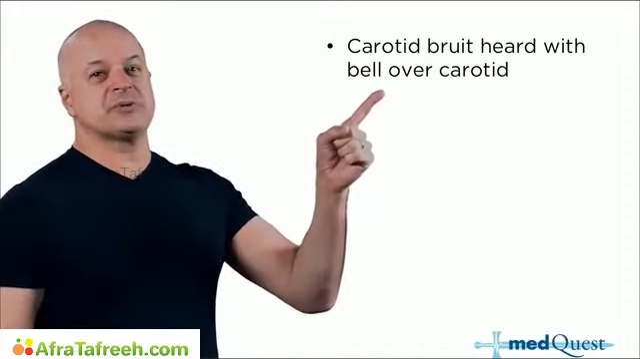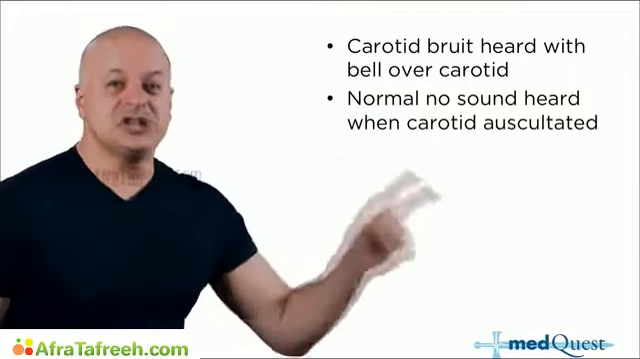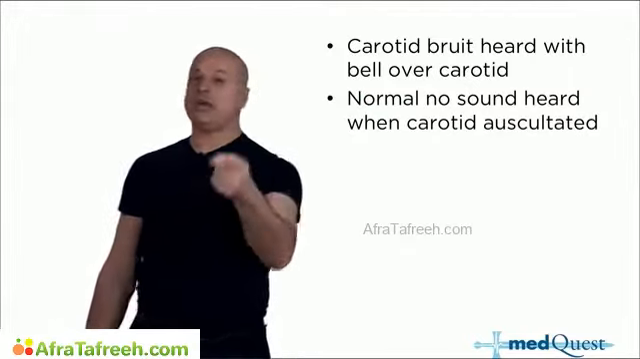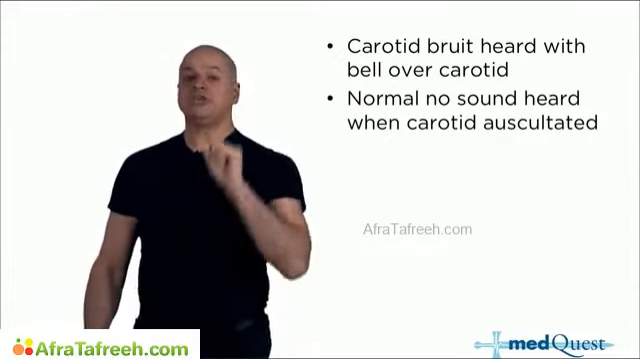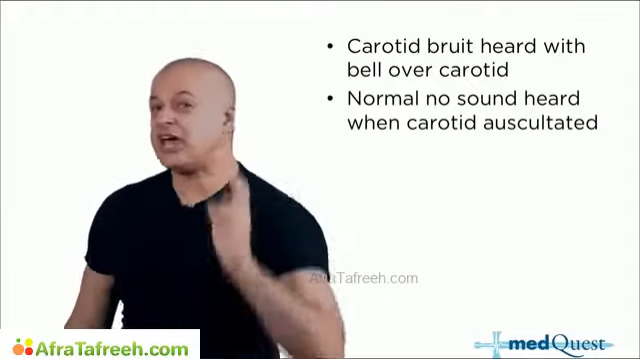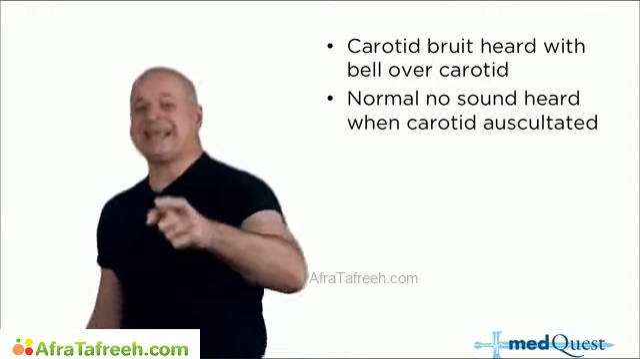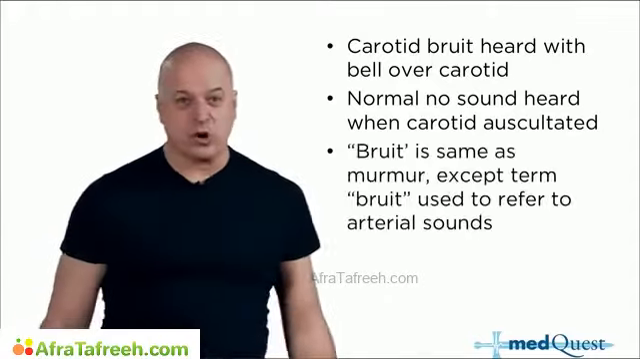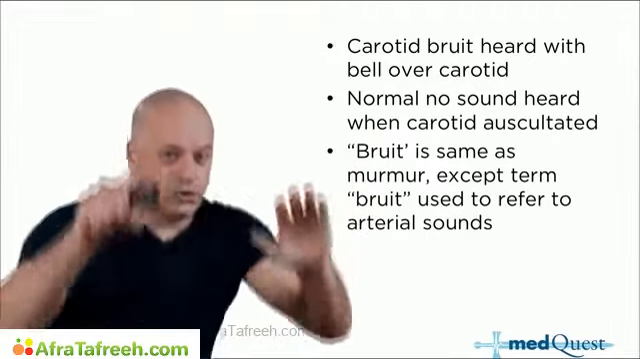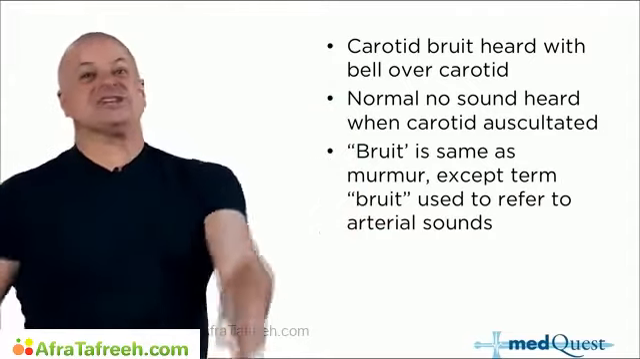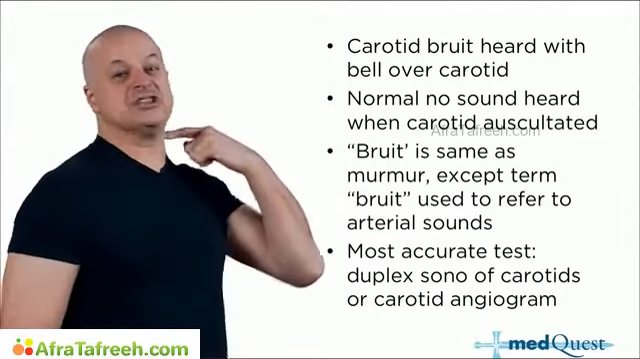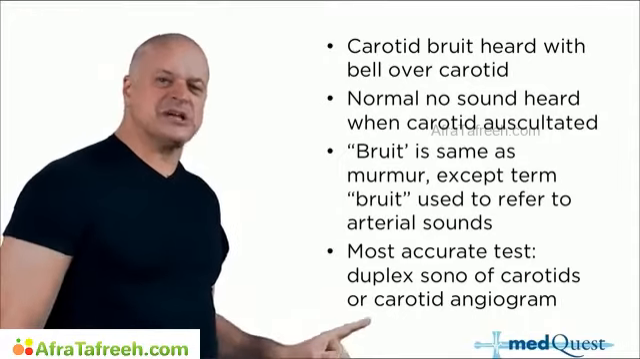A bruit is heard with the bell over the carotids, and you should not hear anything. There should be no sound. In other words, there should be no sound of left ventricular ejection, no sound of the renal arteries filling, no sound in the carotids. So any sound in the carotids is abnormal. How come you can have a murmur or a bruit there if the flow is down? The answer is because it speeds up. The most accurate test is either duplex ultrasonogram and sometimes an actual angiogram.